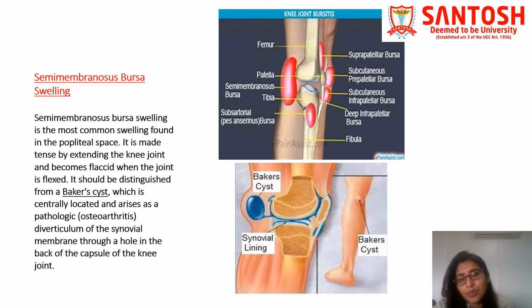Now, another clinical aspect is semimembranosus bursa swelling. It is the most common swelling found in the popliteal space, and it is made tense by extending the knee joint, and it becomes flaccid when the joint is flexed. It should be distinguished from Baker's cyst. So this is a Baker's cyst which is centrally located and arises as a pathological diverticulum of the synovial membrane through a hole in the back of the capsule of the knee joint. So whenever a differential diagnosis is being made of semimembranosus bursa swelling, Baker's cyst, which you can see in this diagram, should be differentiated.